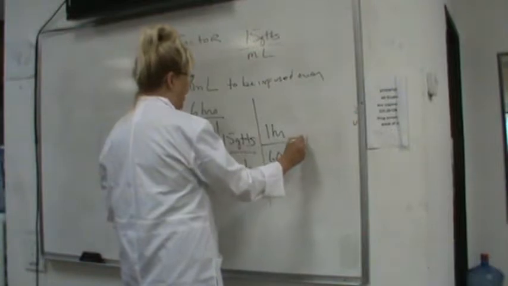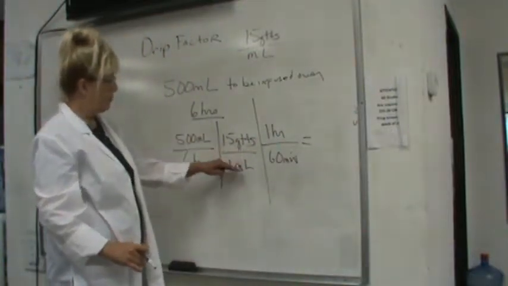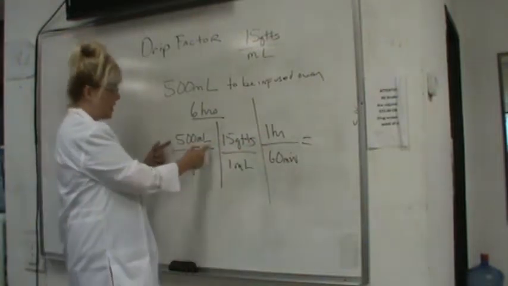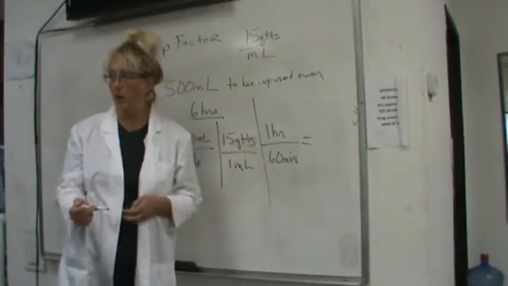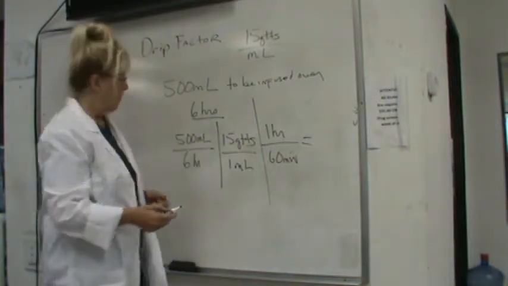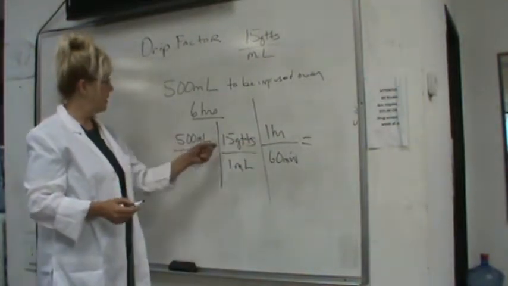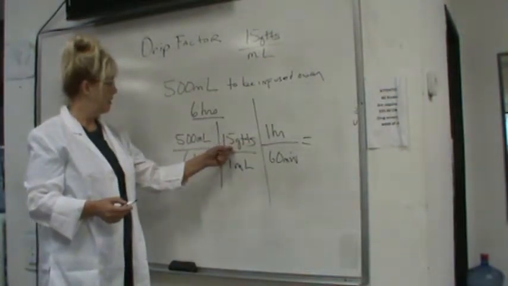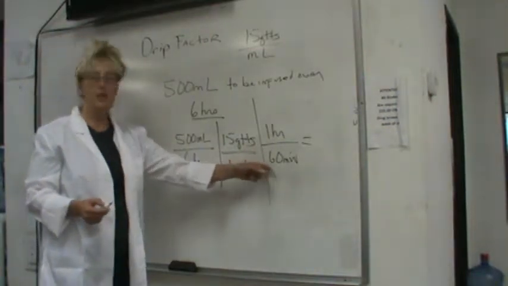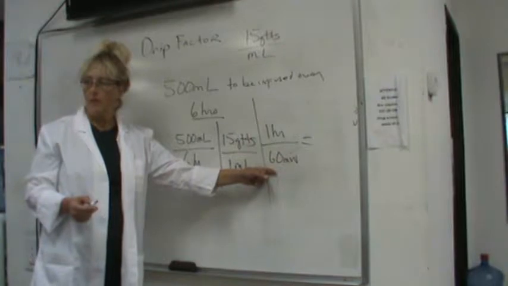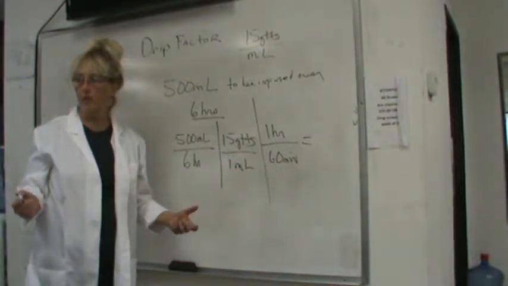Same setup, exactly, just different numbers. You can actually write this down with the drip factor, and all you're going to change is this. It's going to be the same problem every time, unless I try to mix it up for you and make it harder, which I'm going to. Okay, so what do we get when we multiply this? 500 times 15, right? 15. And then 6 times 60. And what do you get when you divide the numerator by the denominator?